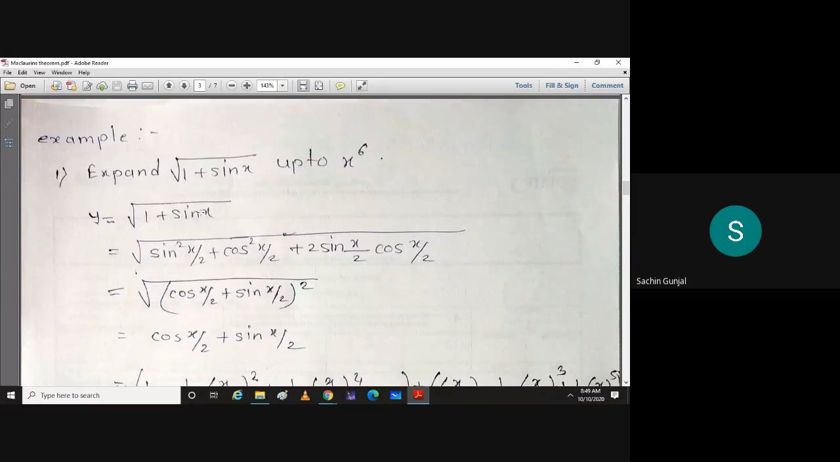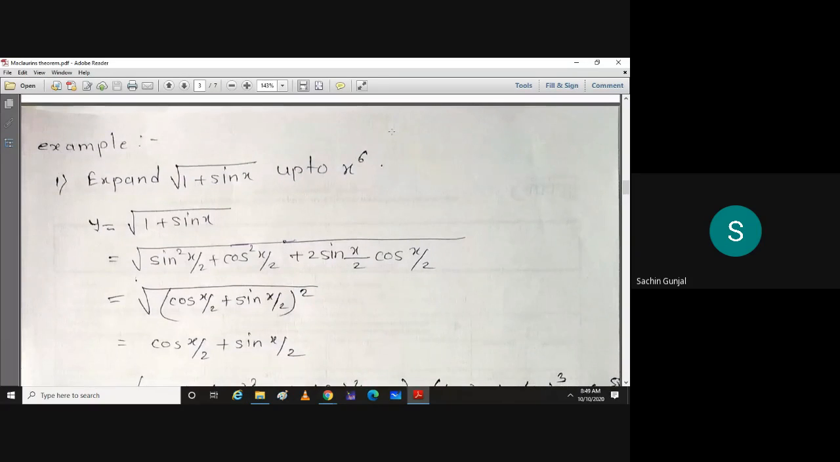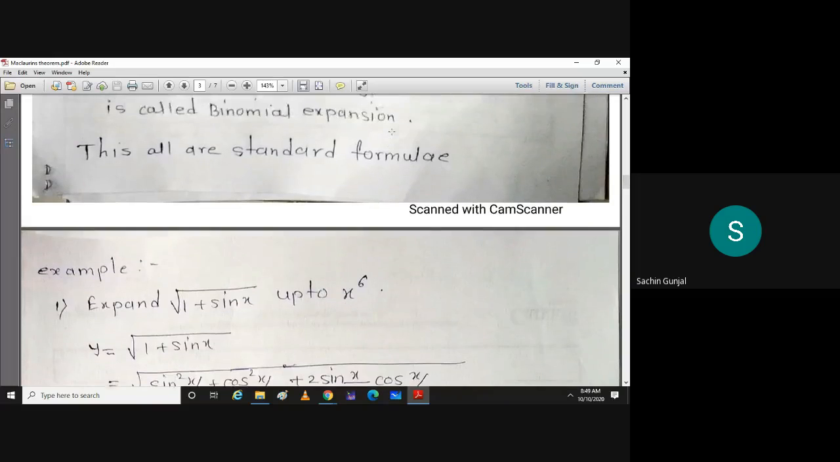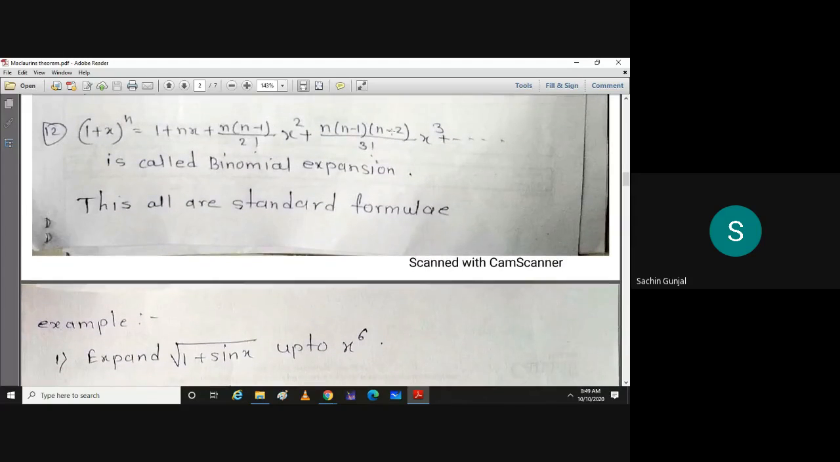First is expand 1 plus sine x up to x raised to 6. Okay. Now, in each of the examples, you are going to use standard expansions of a function. Okay. So here there are two choices. First choice is 1 plus x raised to n. Okay. This is binomial expansion.